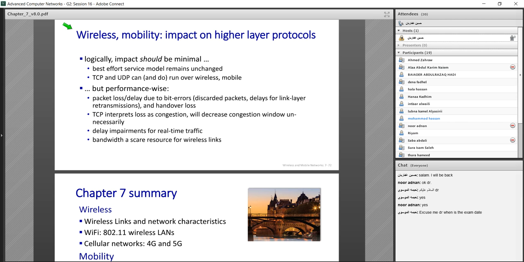So it's a question: should I continue with the traditional protocols, or should I refine them, update them to work better in wireless networks, or should I replace them? It's a big question. What should I do? Keeping the old protocols, updating them, or replacing them?